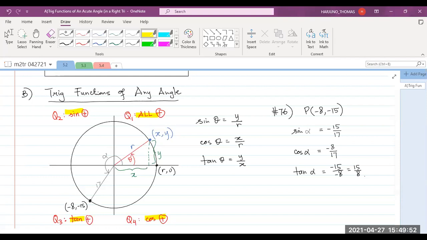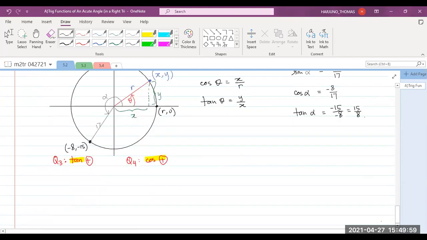Okay, now how do we use that though? How do we use that? Let's take a look, for example, on number 88 first. Number 88. The question is, which quadrant is theta located?